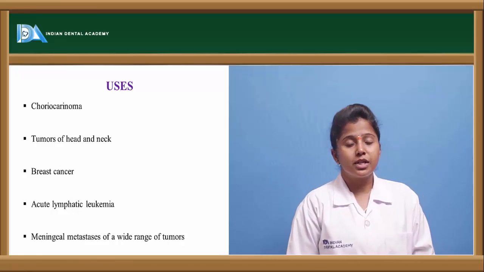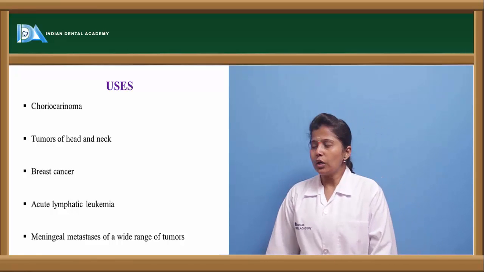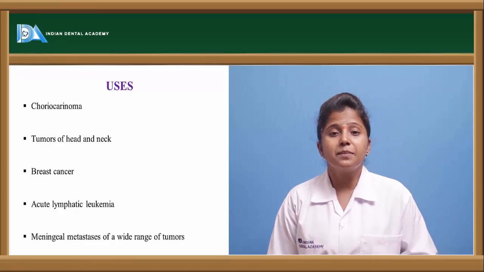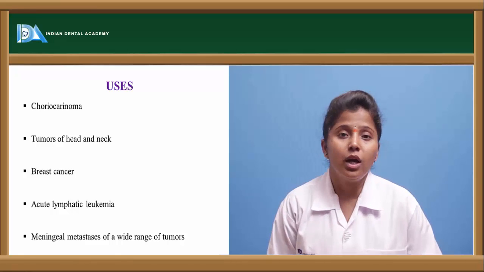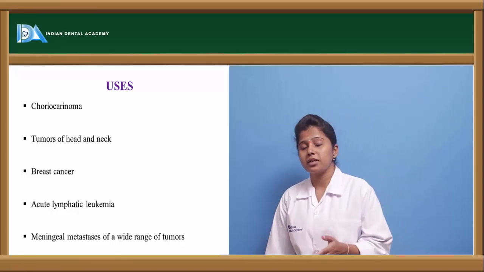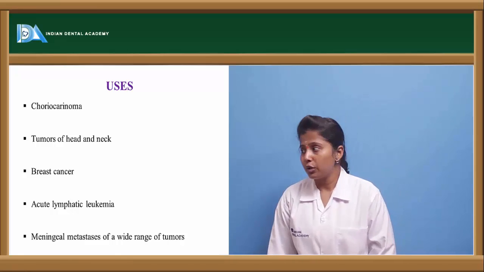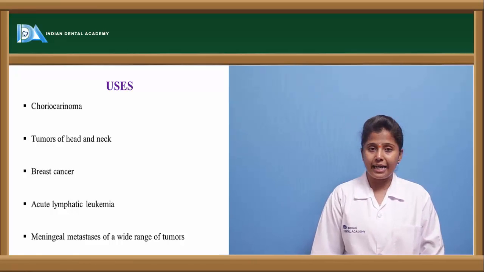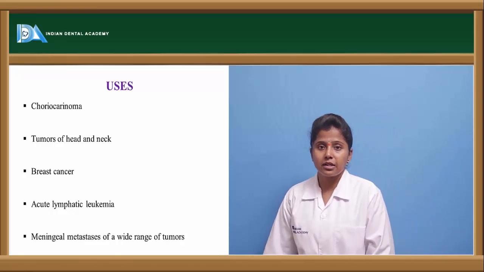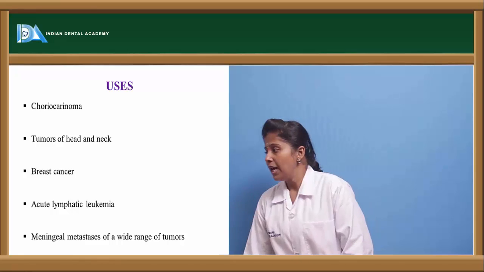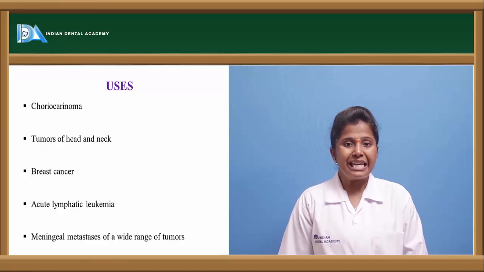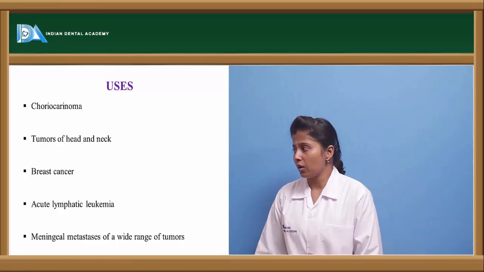So what are the uses? One of the uses is choriocarcinoma. Choriocarcinoma is a cancer of the uterus, which mainly originates from the fetal chorion. Through the fetal chorion, the cancer is passed to the mother, and thereby the cancer is spread in the uterus. The others are tumors of the head and neck, breast cancer, acute lymphatic leukemia, that is the cancer which affects the lymphatic system, and meningeal metastasis, so a wide range of tumors. In the meninges of the brain, the tumor is caused.